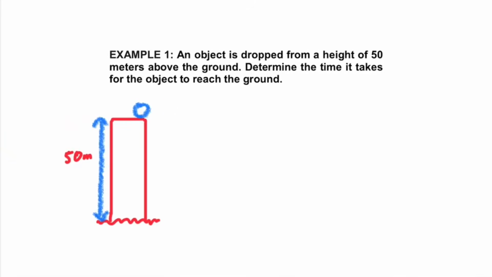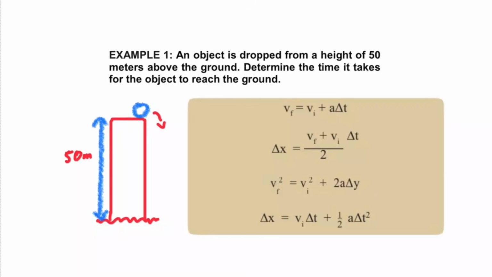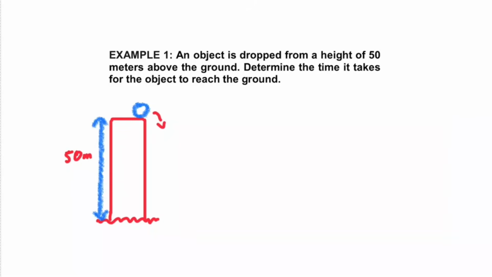There we go. We have our object being dropped from a height of 50 meters. We have to use one of those four equations. But which equation are we going to use? That is going to be determined by the information we have. So what we need to do in this case is to jot down all the information we have. The information you have is what leads you to the equation you need to use. Let me show you what I'm talking about.